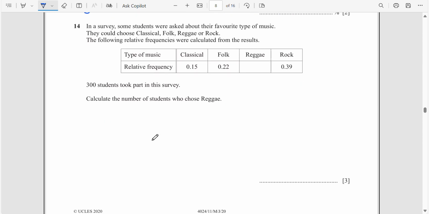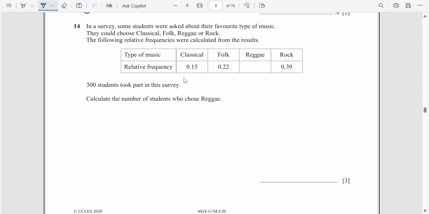In a survey, some students were asked about their favorite type of music. They could choose classical, folk, reggae, or rock. The following relative frequencies were calculated from the results. 300 students took part in this survey. Calculate the number of students who chose reggae.